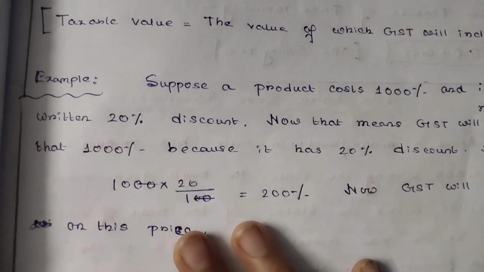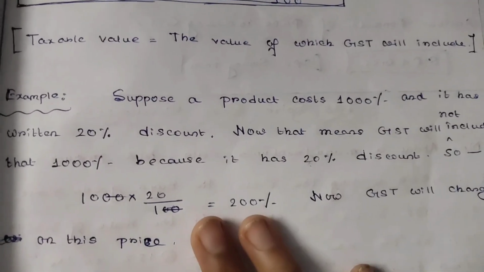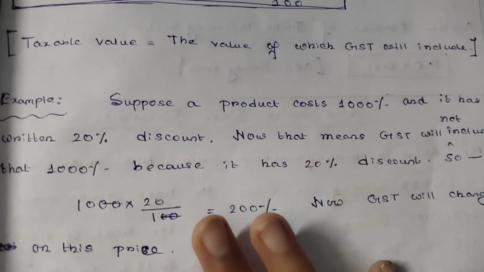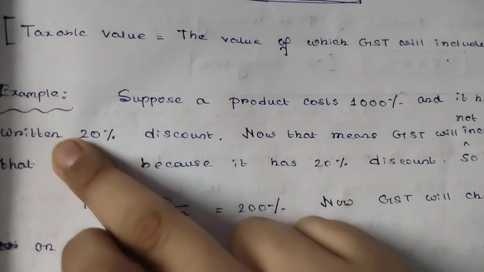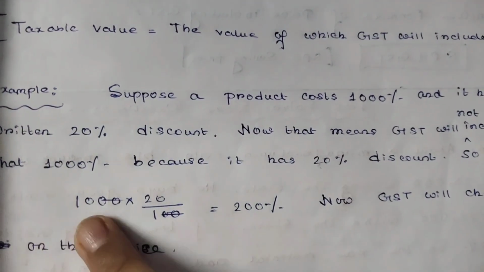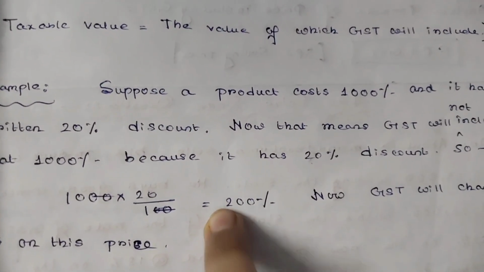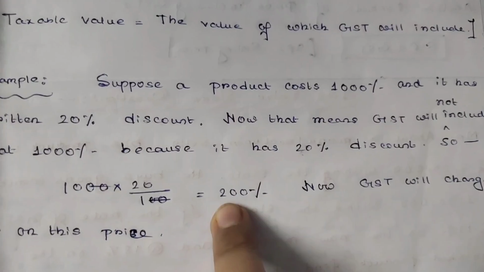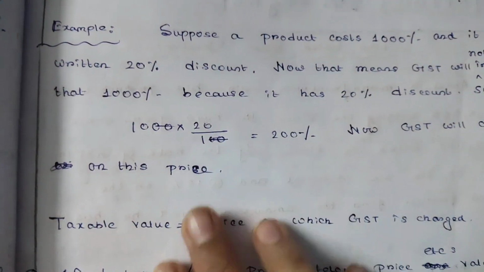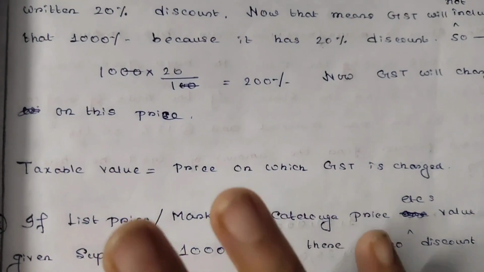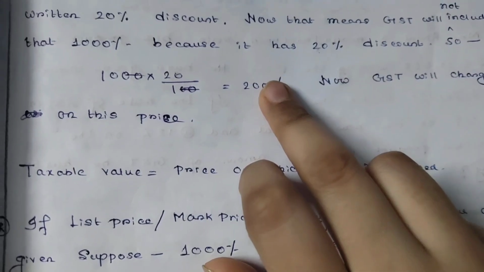Suppose, for example, a product costs 1000 rupees and it has a 20% discount on it. That means GST will not be charged on that 1000 rupees, because it has a 20% discount. 1000 into 20% discount, 20 by 100, that is 200. Now GST will be charged on this price 200. What is the taxable value? The price on which GST is charged, in this case 200.